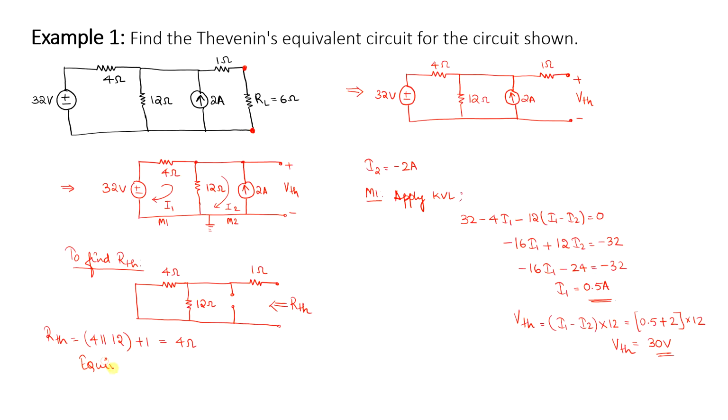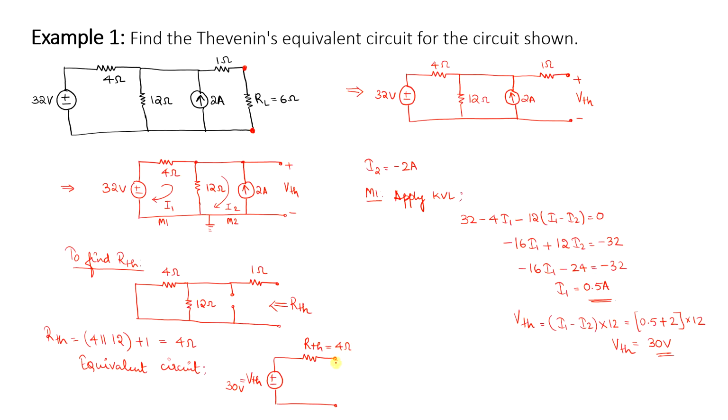So for the equivalent circuit, you now have to draw the circuit as a series combination of Thevenin voltage and Thevenin resistance. So this is what you get. But in this particular circuit, we had a load. So try to compute the value of this load current. We have reduced this entire open circuit part into a Thevenin voltage with a resistance in series. This Thevenin voltage is 30 volt that we obtained, and R Thevenin is 4 ohms.